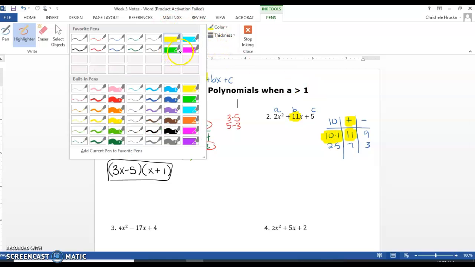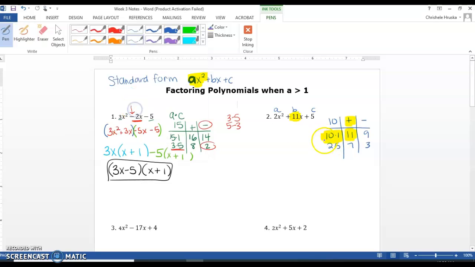That doesn't mean that the 10 and the 1 are both positive. That means that the 10 and the 1 are both the same sign. And in this case, they will be positive because my 11 is positive. So it's not negative 10 and negative 1 that add together to get 11. It's just positive 10 and positive 1 that add together to get 11.